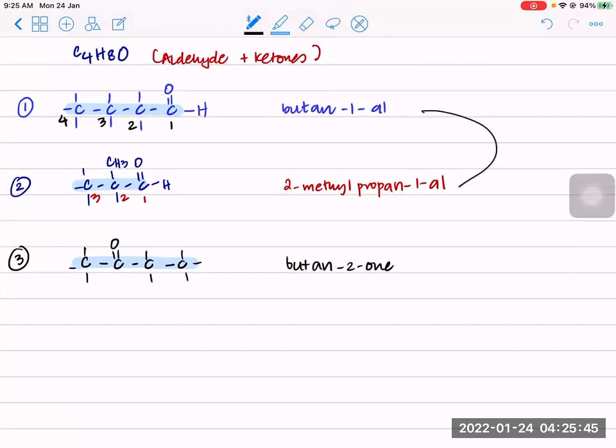This and this are chain isomers. This and this, functional isomers. This and this, chain and functional both. Do you see the chain is different and they are functional too? Yes? Is this clear? Understood?